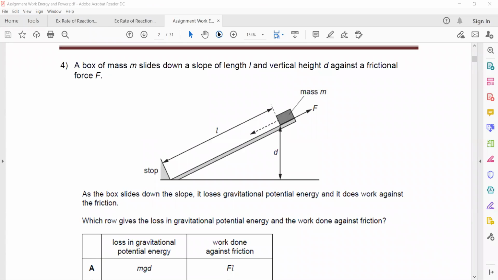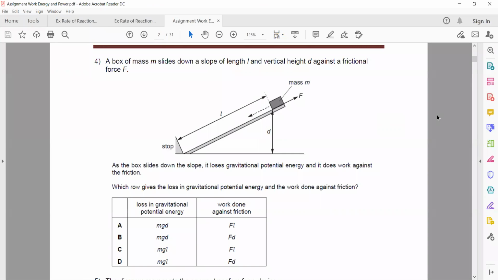Question number 4. A box of mass m slides down a slope of length L and a vertical height D against the frictional force F. Which row gives the loss in potential energy and the work done against the friction? So loss in potential energy, because potential energy is mgh. So mass times gravity times height. The height is D here, and the distance moved along the track is L. That's why A is the right answer.